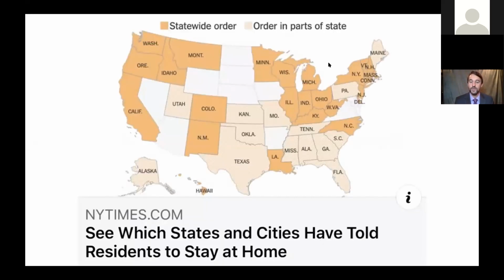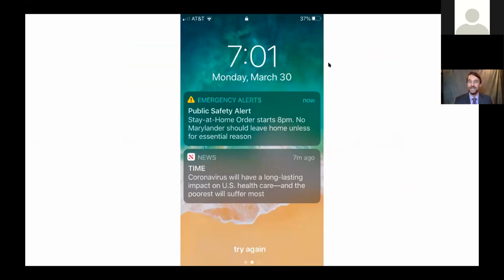I just want to start with the fact that many states and counties have now told residents to stay at home. This is the map taken last night where states and cities have told residents to stay at home. And this just happened to me in Washington, D.C., where I live, last night. So I was in a hospital yesterday working.